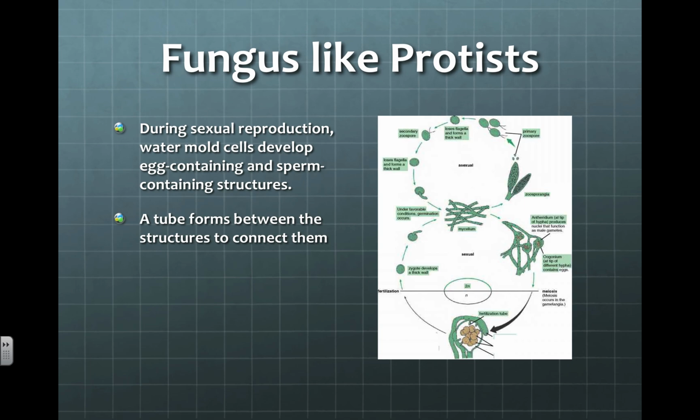But during their sexual reproduction cycle, remember this is harsh environments, the water mold is going to develop these sperm and egg containing structures. So they're going to have to join. And this is the first time that we've actually seen sperm and egg. It usually does not happen, it's usually opposite mating types. A tube is going to form between the two structures. The sperm and the egg will join, and then you have a new water mold.